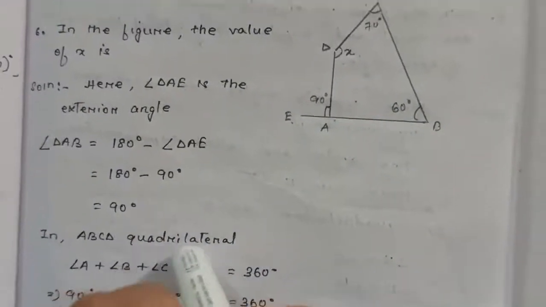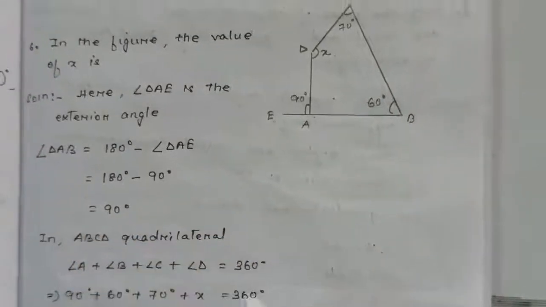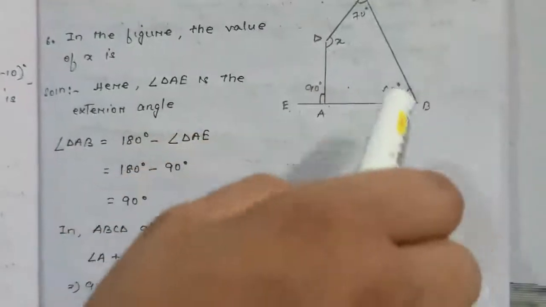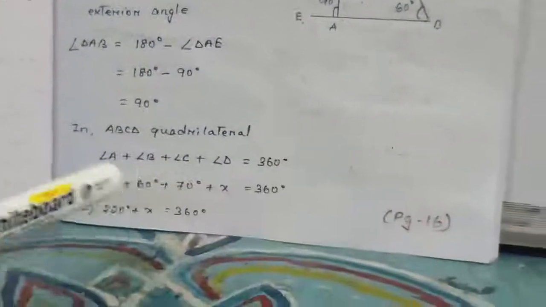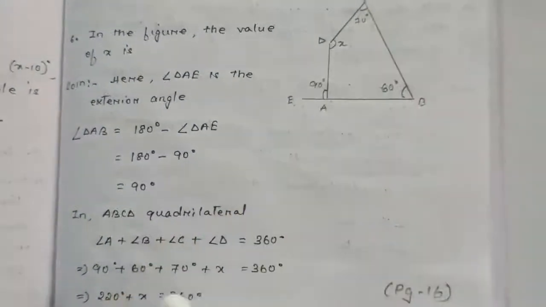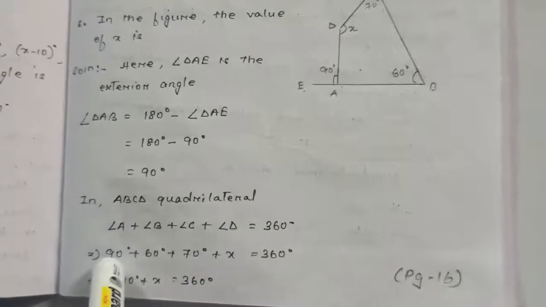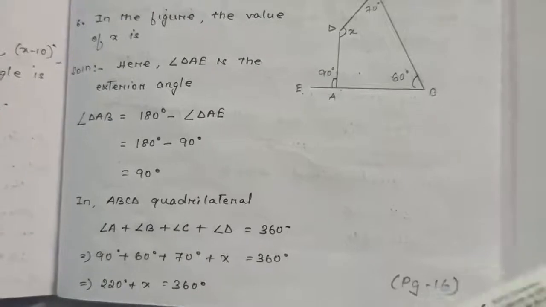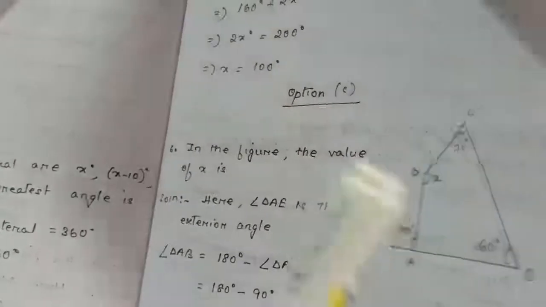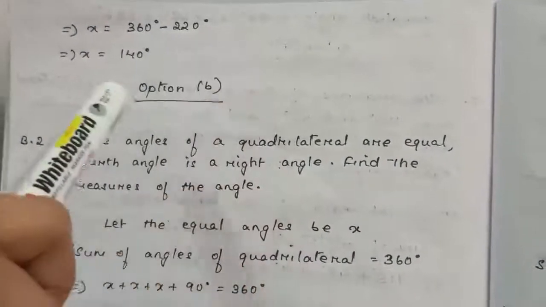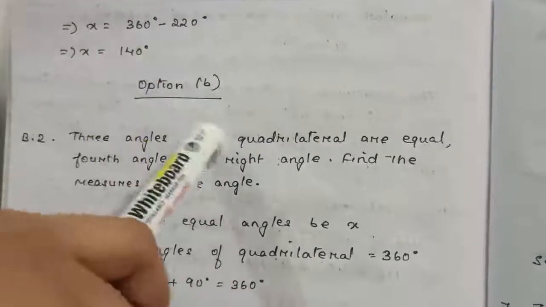Now in ABCD quadrilateral we know all the four angles will come as 360 degree. Angle A plus angle B plus angle C plus angle D will be 360 degree. Angle A have come out to be 90 degree. Angle B is your 60 degree. Angle C 70 and angle D is your x. So 90 plus 60 plus 70 is your 220. 220 degree plus x is equals to how much? 360 degree. So now let's see. We will have x is equals to how much? 360 degree minus 220 degree. That is x equal to 140 degree. That is your option B.